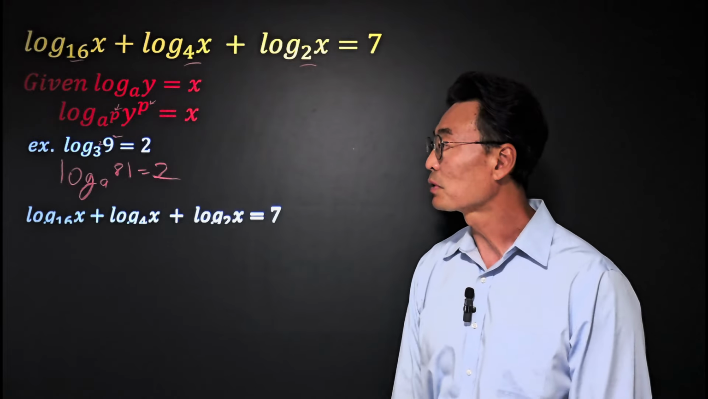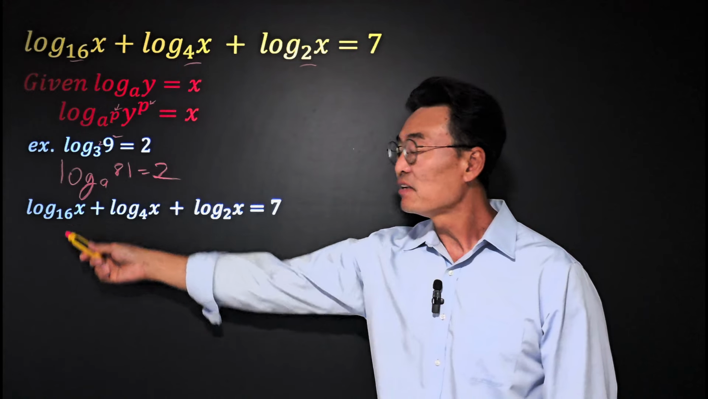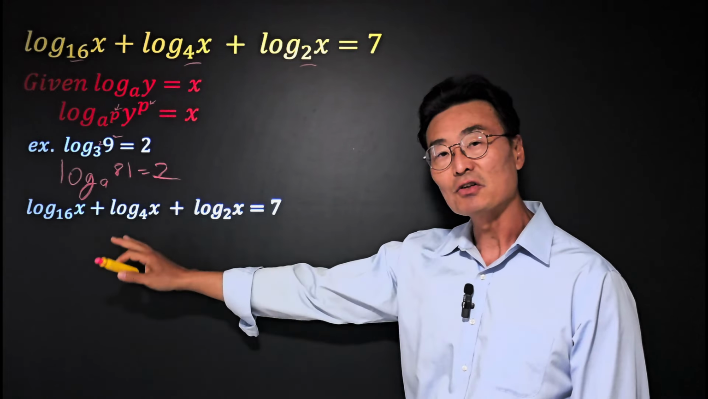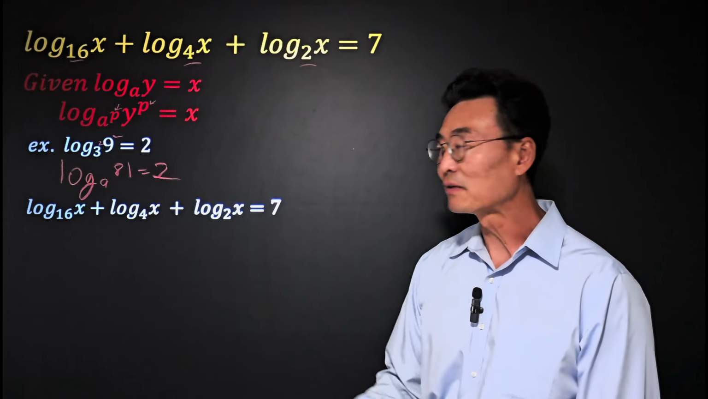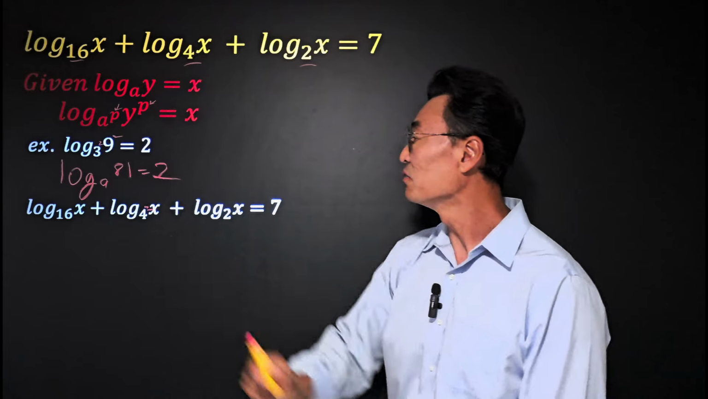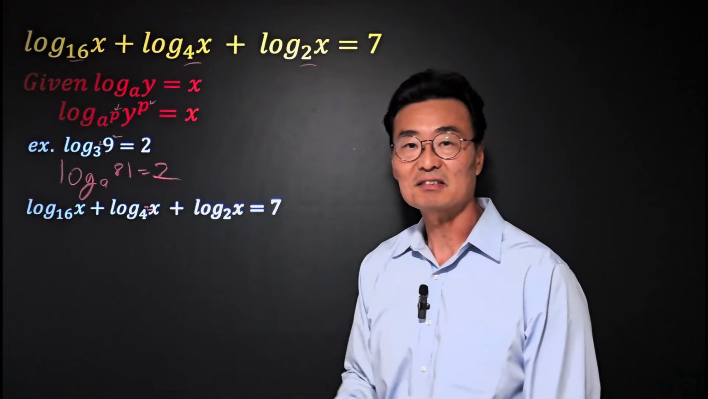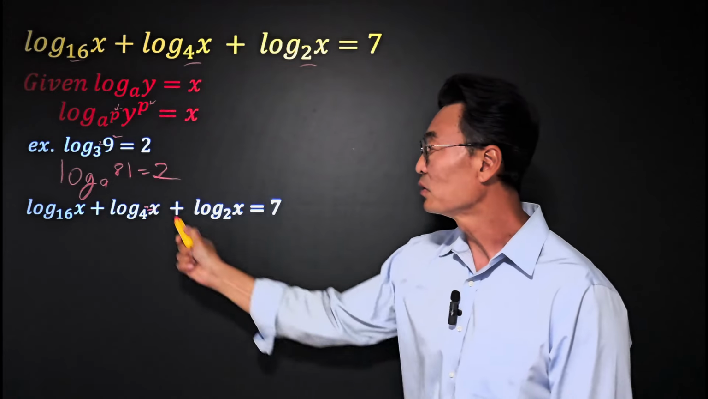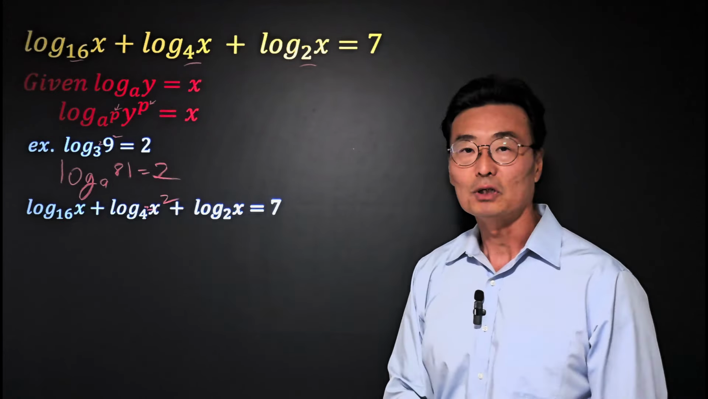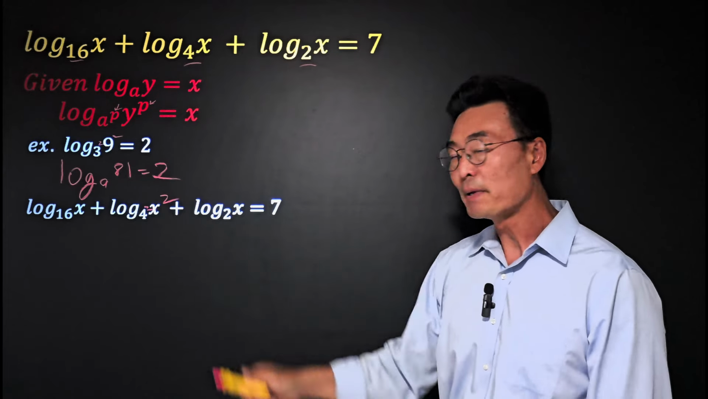Let's take a look at the original problem here. We have log base 16. Well, let's leave that alone for now. We want to change that 4 into a 16. What do we have to do? I need to go ahead and square the 4 so it becomes a 16. But then if I square the base, I have to go ahead and square the argument, the x, as well. What about the log base 2?